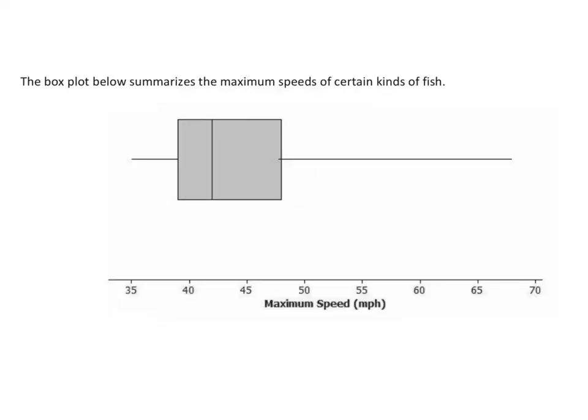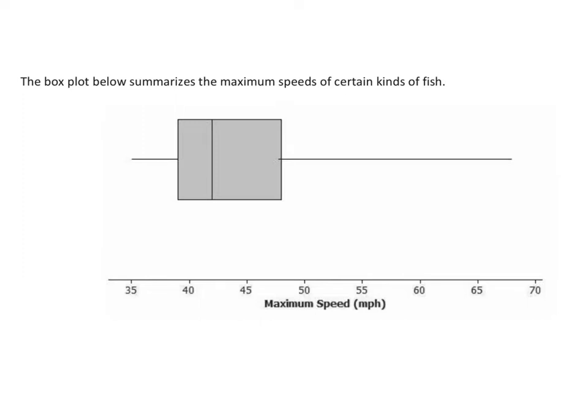The box plot below summarizes the maximum speeds of certain kinds of fish. These fish are fast. I've never seen a fish that can swim 70 miles per hour, but, you know, good example. So let's do the 5-number summary one more time. This time click pause and I want you to do it first. What is the minimum, the maximum, quartile 1, 2, 3, and so on?